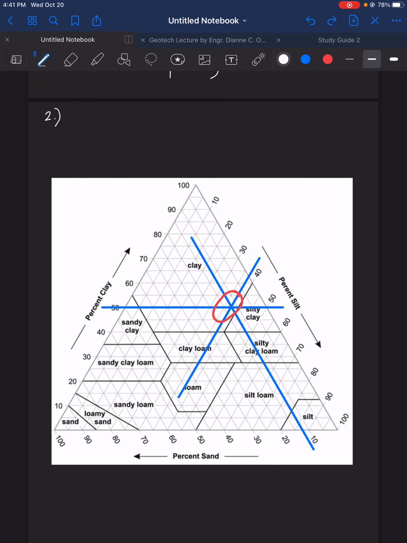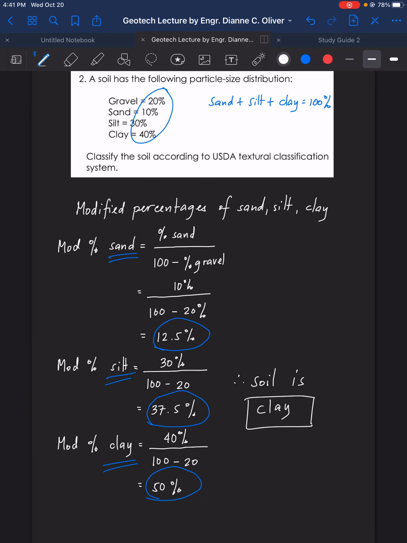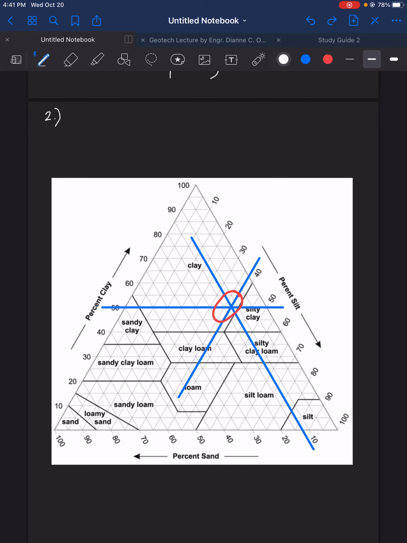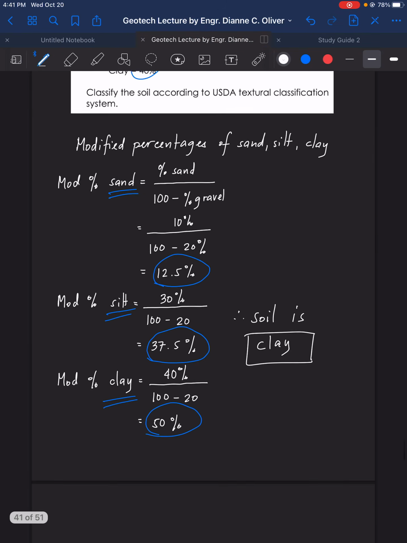Now, what happens if the three lines do not intersect? It means there needs to be a problem with the solution, because these three lines need to intersect with each other. That's how you locate the classification. Okay, so that's for number 2. You can screenshot. Okay, now let's go to example number 3.